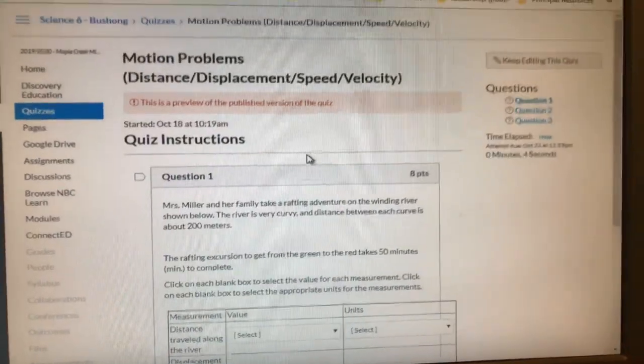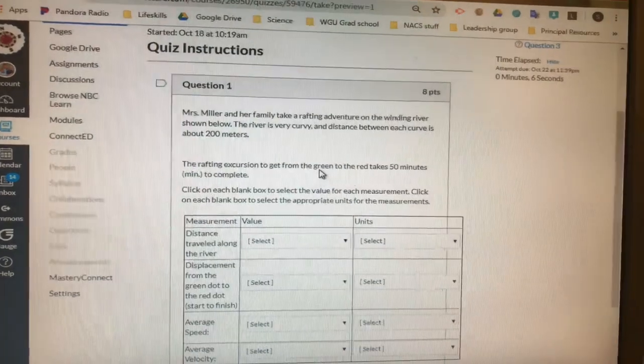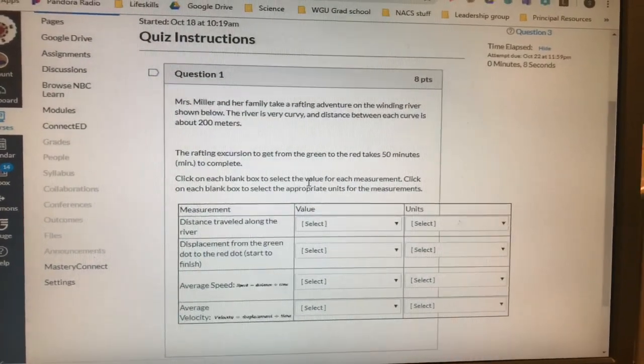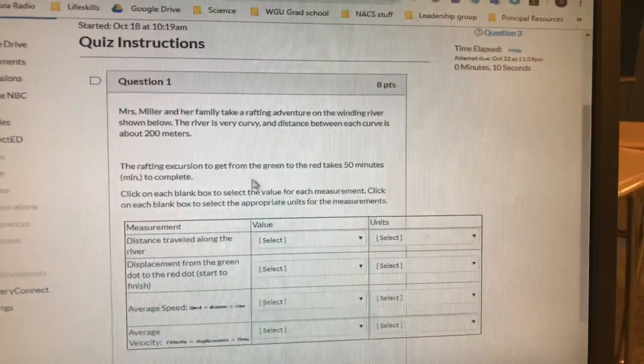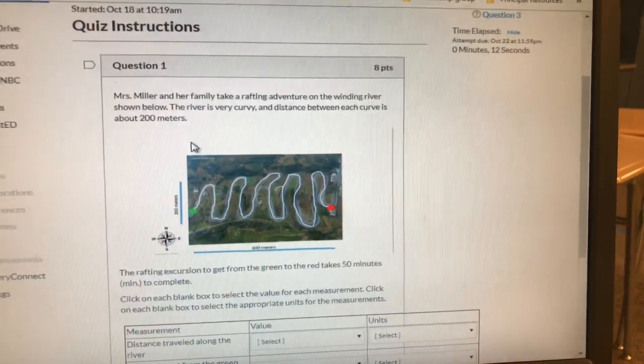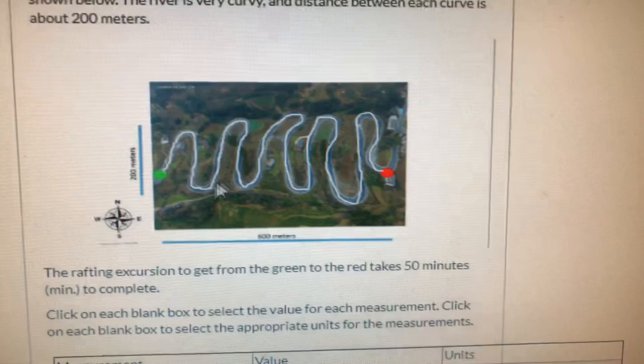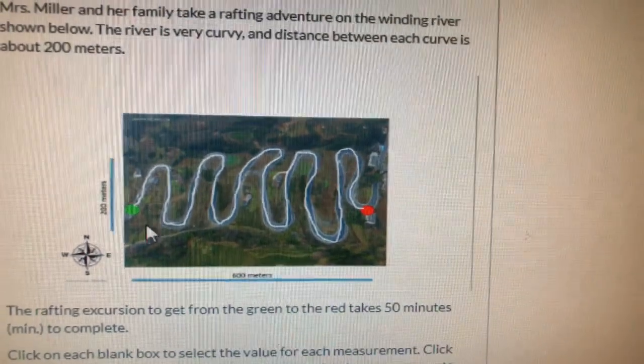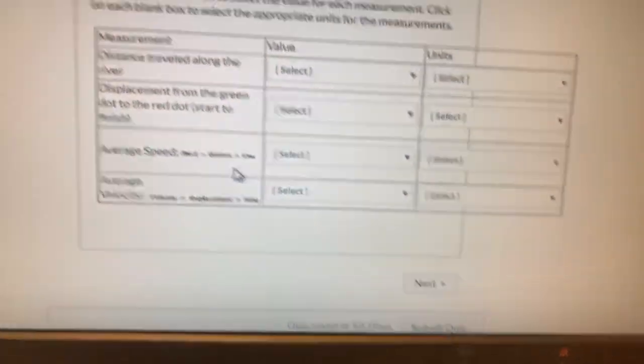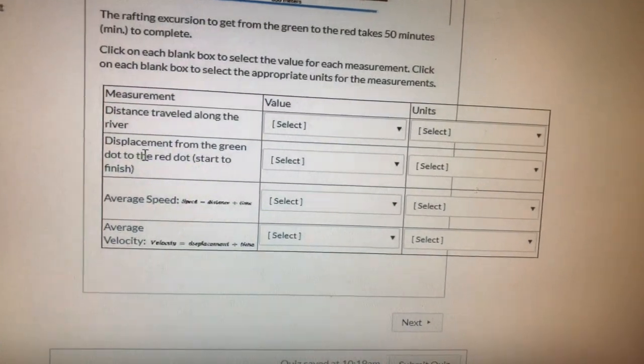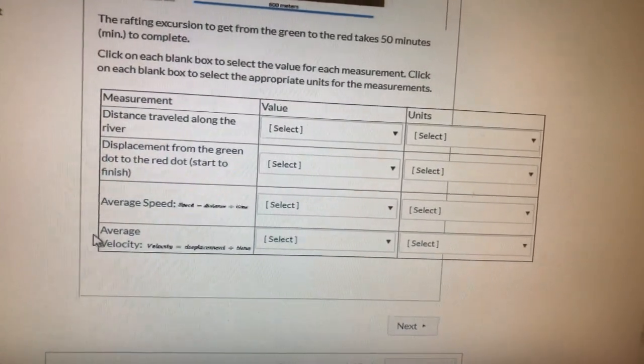So these are kind of not tricky, but it's making sure that you understand all those different things that we're learning about. There's the picture that's showing up. So what's going on here? It says there's a rafting trip, and you have to find the distance traveled, the displacement from the green to the red dot, the average speed, and average velocity.